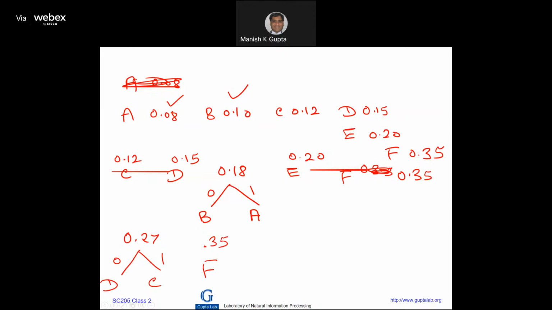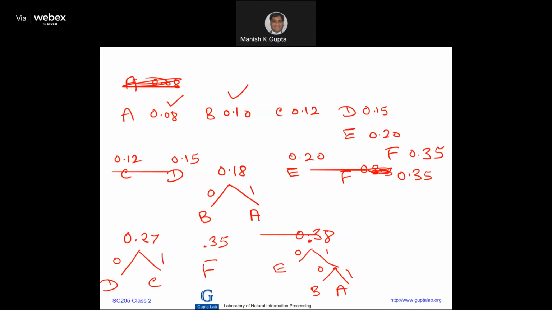And now E, which is 0.20, I can combine with 0.18. What is the value? 0.38. So that can come here somewhere. This is 0.38, and this E will come here, with the branches labeled 0 and 1. Okay, this is the next step.